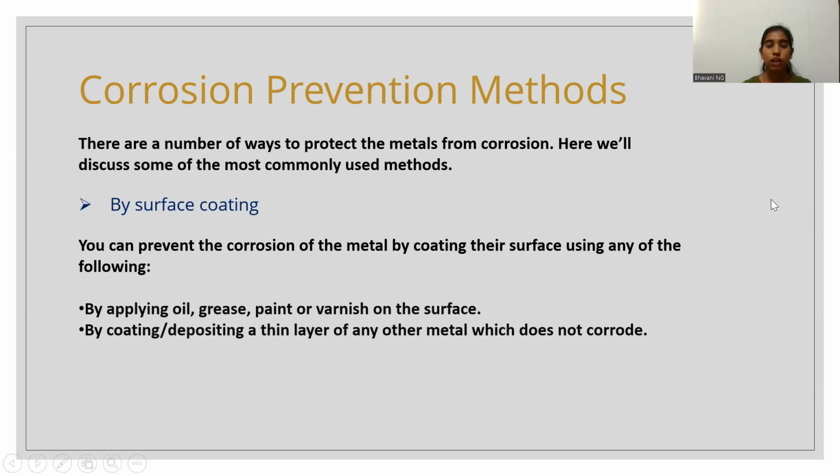Corrosion prevention methods. Here are a number of ways to protect the metals from corrosion. Here we will discuss some of the most commonly used methods. Firstly, by surface coating. You can prevent the corrosion of the metal by coating the surface using any of the following: by applying oil, grease, paint, or varnish on the surface, or by depositing a thin layer of any other metal which does not corrode.